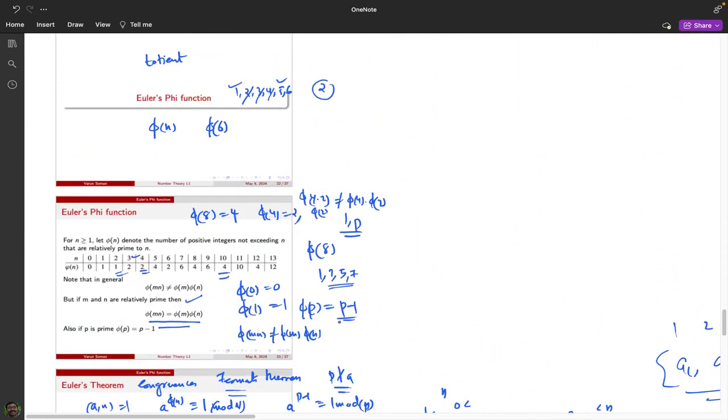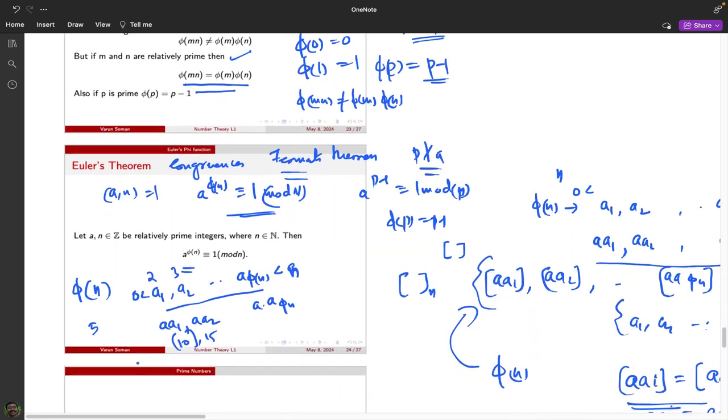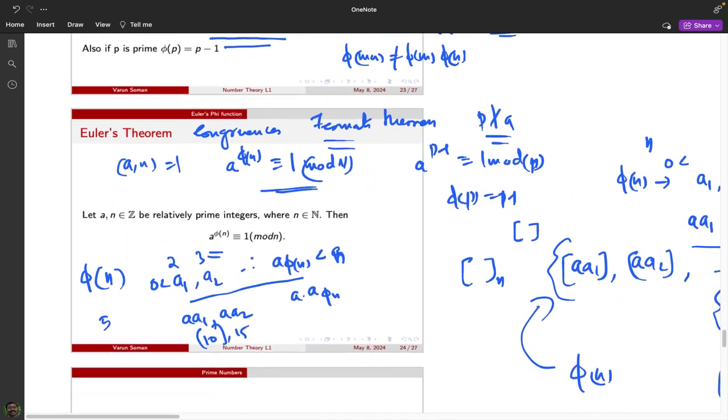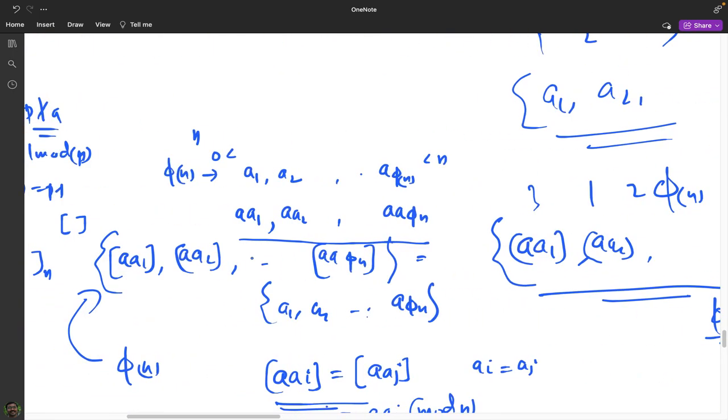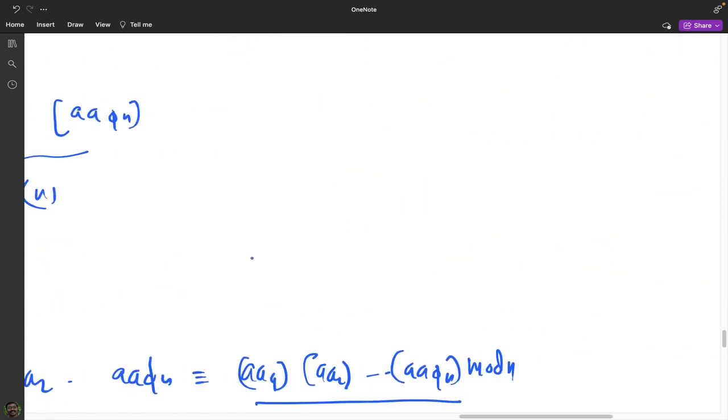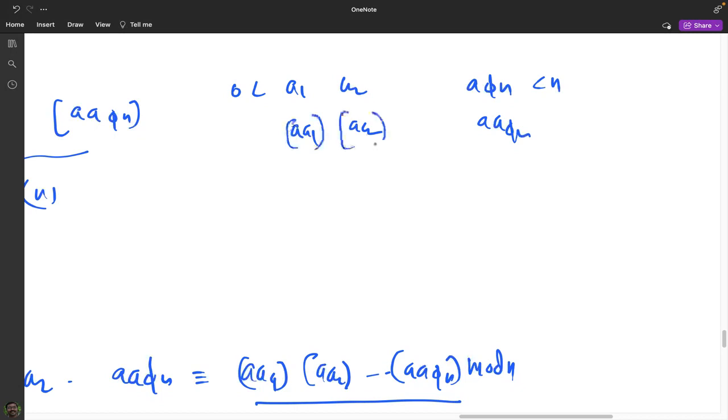So Euler's theorem was here. If a and n are relatively prime integers, then a raised to phi of n is congruent to 1 modulo n. So what is the first step? First you take all the integers which are relatively prime to n. So you take the integers a1, a2 etc. a phi n which are less than n and relatively prime to n, and they lie between 0 and n. Then you multiply each of them by a, so you are getting a a1, a a2 etc. a a phi n. Now we take the remainders when divided by n, so you are getting some set of remainders.